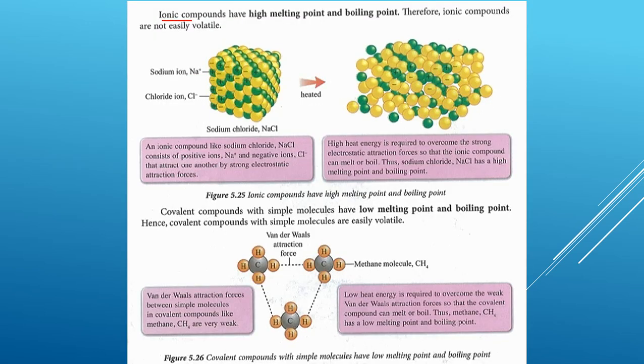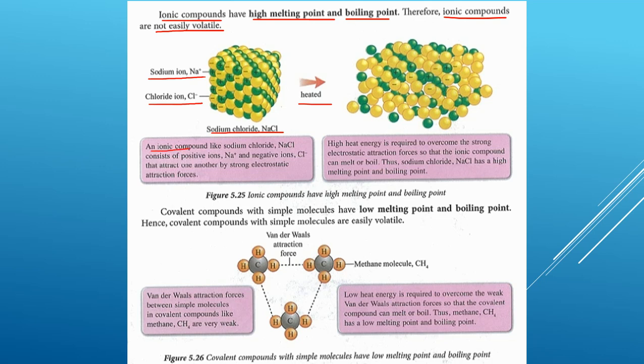Okay, ionic compounds have high melting point and boiling point. So ionic compounds are not easily volatile, tidak senang untuk meruap. For example, here we have sodium chloride, NaCl, with sodium ion Na plus and chloride ion Cl minus, heated.